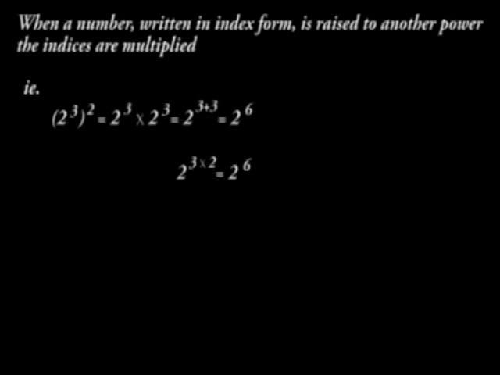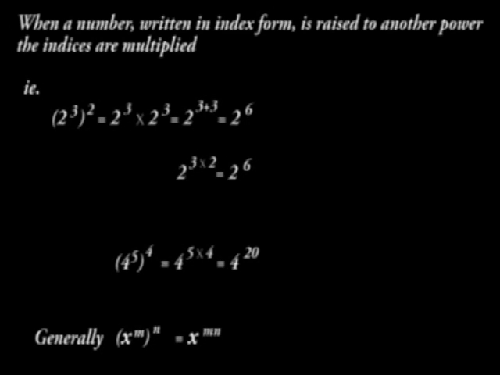We could rather have done simply 2 raised to power 3 times 2, giving us straightaway 2 raised to power 6. 4 raised to power 5 in bracket raised to power 4 is equal to 4 raised to power 20. Generally, x raised to m in bracket raised to n is equal to x raised to power m times n.